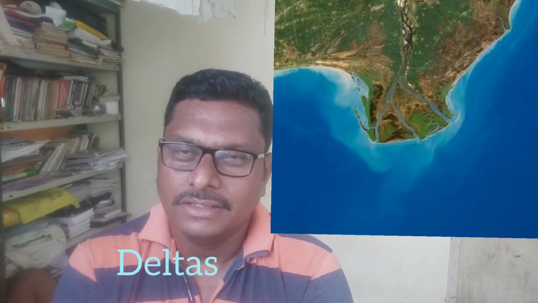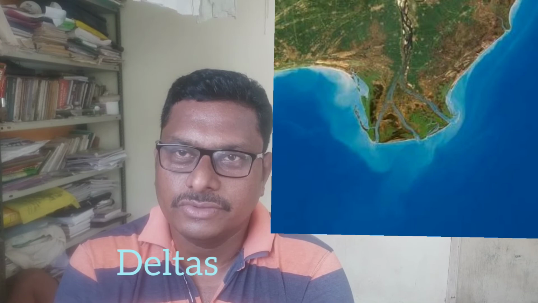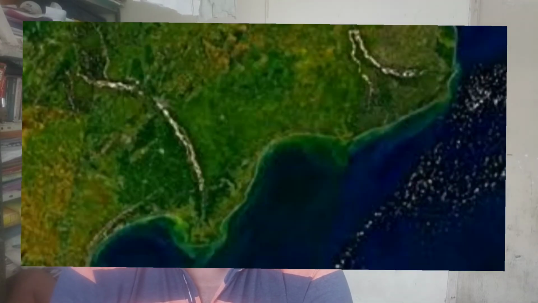We may find the Godavari, Kaveri, and Krishna. These rivers also created deltas here. So we may find deltas only in the eastern coastal plains. That is an important characteristic of the eastern coastal plains. So this is the eastern coastal plain and the western coastal plains. Today we discussed two important physiographical divisions of India. First, the Peninsula region, and second, the coastal plains.